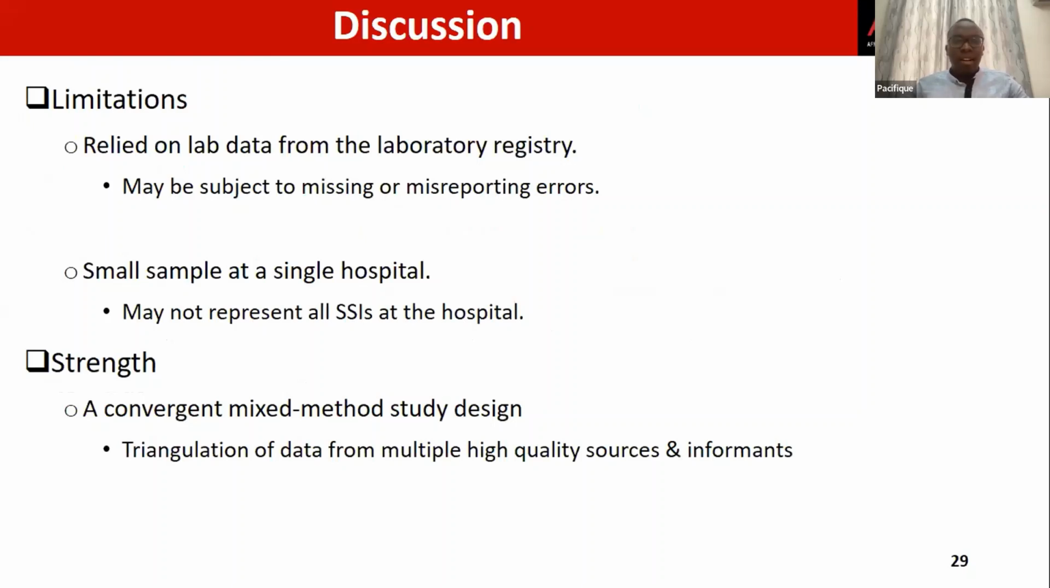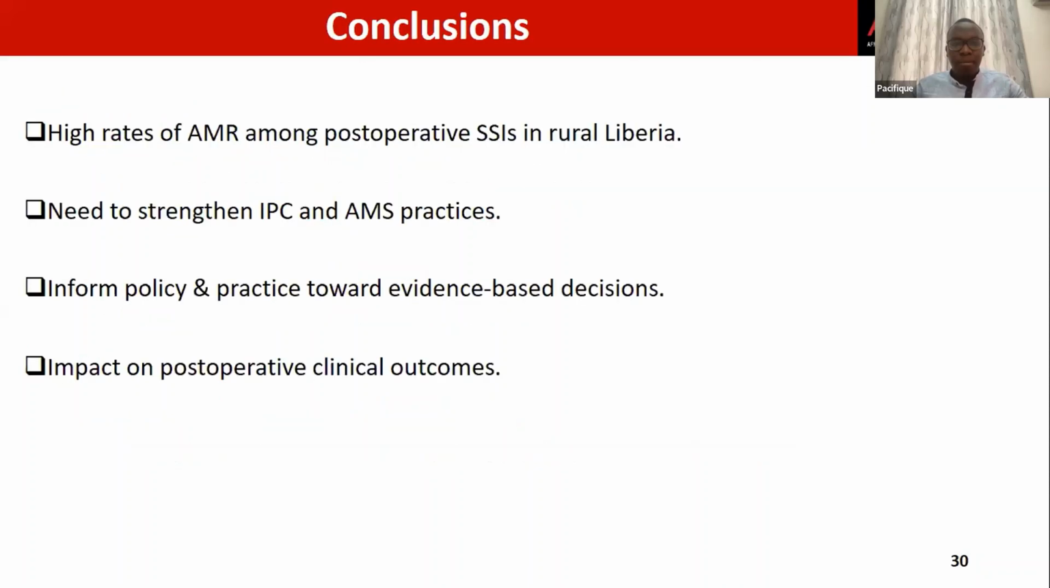Then our study had limitations because the quantitative component relied on data from the laboratory registry. There may be some misreporting errors. And then we used data from one hospital. It may not be representative of surgical site infections at the hospital, but also at the national level, because we're just focusing on bellwether procedures. And then our study used a convergent mixed method, which is really a good approach in gathering high quality data, but also from reliable sources and key informants.